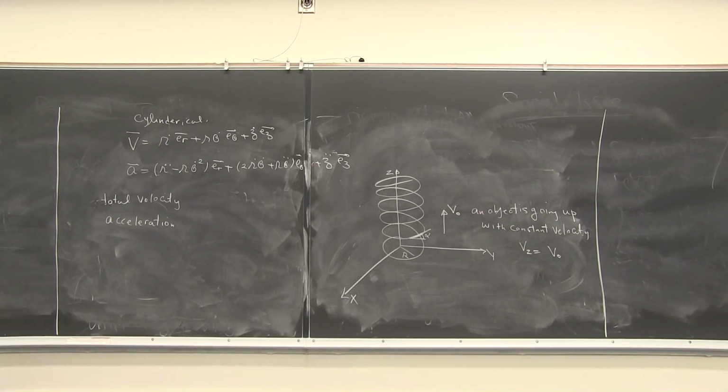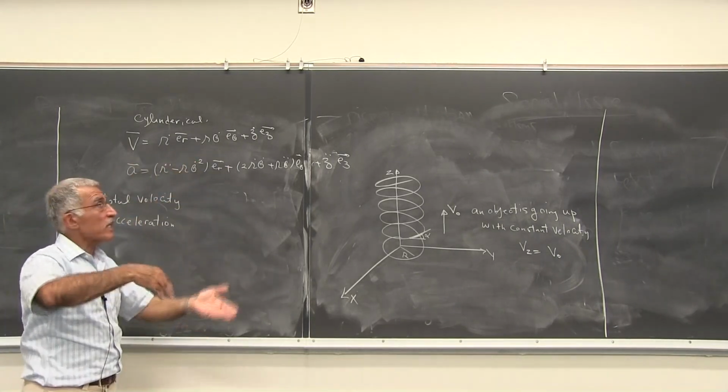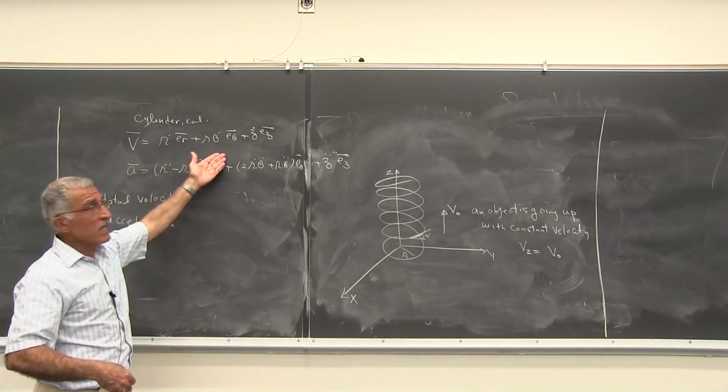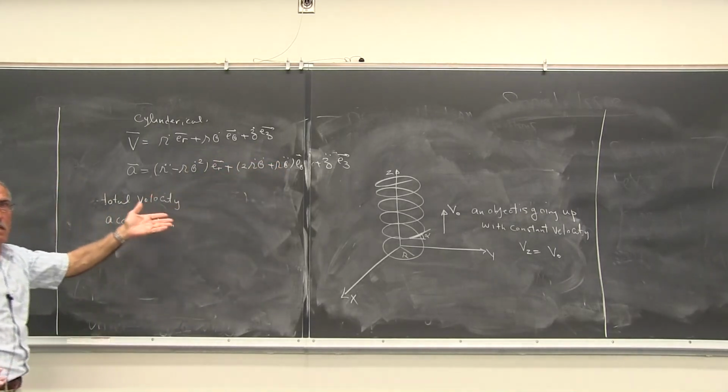What is the total velocity? So you can say no problem. This looks like a cylindrical coordinate system to me, and something is going up. So you can say velocity is equal to r dot e_r plus r theta dot e_theta, that is the rotation, plus z dot e_z. So that's your total velocity.